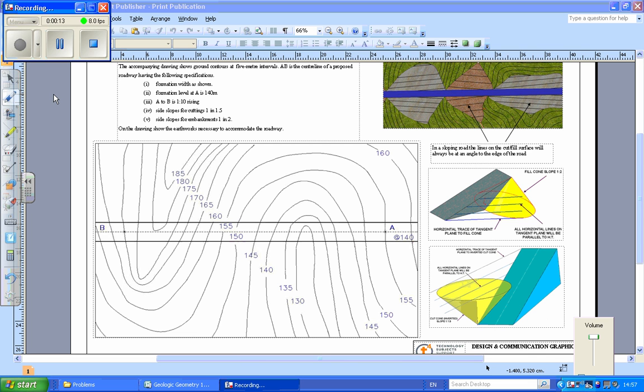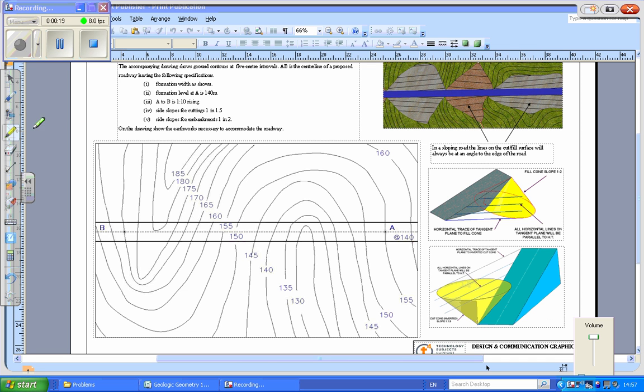Now, if you remember, this is the question that we were working on today, and there's a couple of important bits of information up here in the front. I'll just pull up my highlighter here, and I'll highlight that this here is 1 in 10 rising, and that this here is 1 in 2.